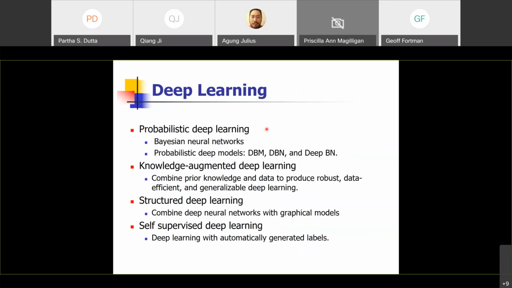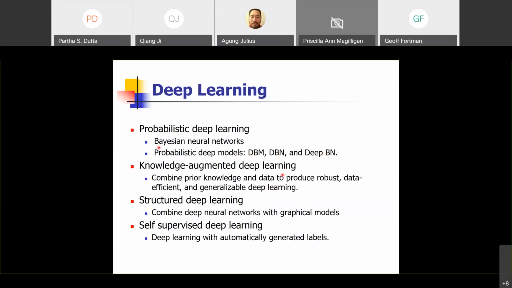For example, one area is Bayesian neural networks. We're working on the Bayesian neural network, which is a probabilistic version of the traditional deterministic neural network. We are also interested in probabilistic deep models. This basically is an extension of the graphical model to multiple layers, the deep probabilistic graphical models. For example, we have done some work in deep Boltzmann machine, deep belief network, and deep Bayesian network.